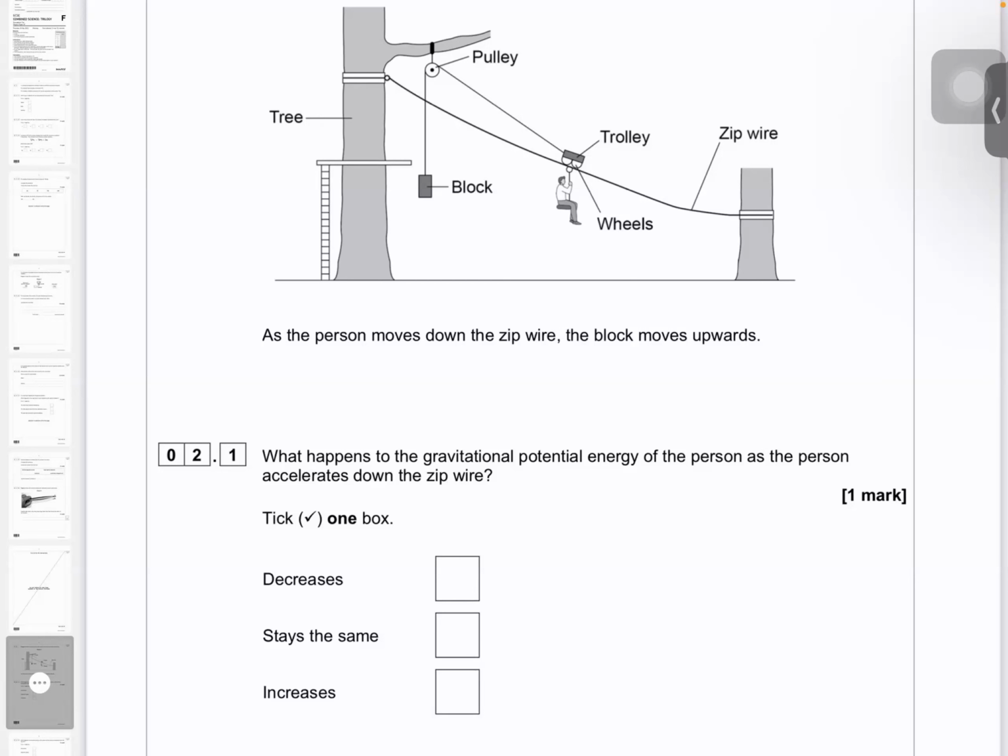Okay, I tried to be as simple as I could get, but that's how it came to me. But I don't know if you understood my explanation. Yes, yeah. Okay. So we can just go with decreases, okay?